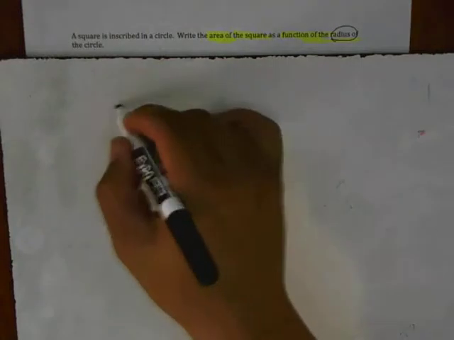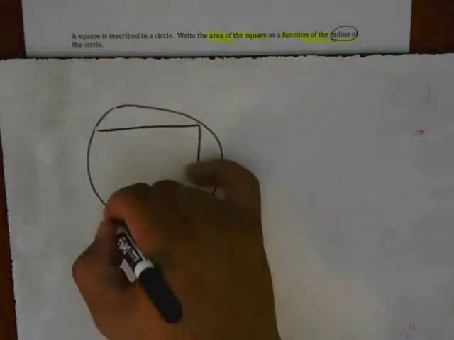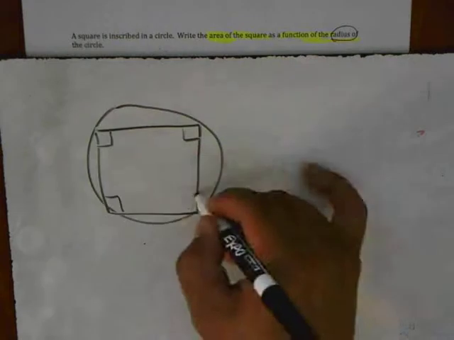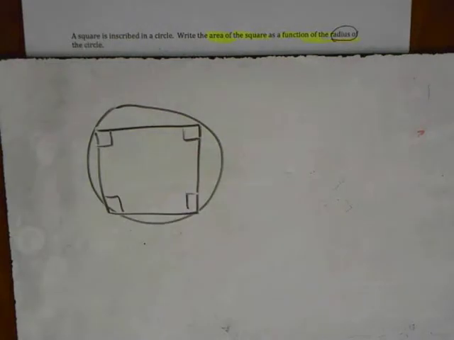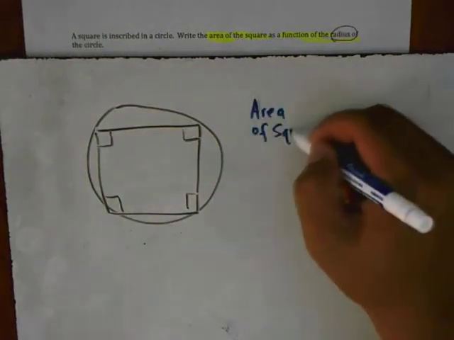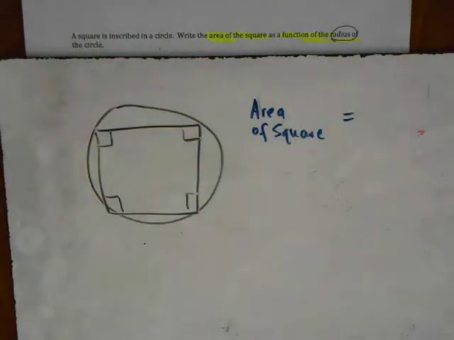All right, so let's try this. This time it says that a square is inscribed inside of a circle. So let's draw that picture. That's a square inscribed inside of a circle. And it wants us to write the area of the square as a function of the radius of the circle. So I should get some function here, like area of the square is equal to something that's related to the radius of the circle.